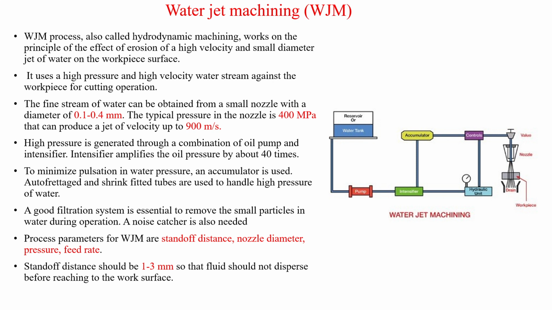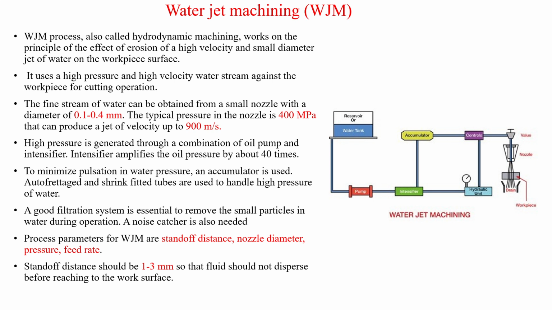Okay, high pressure is generated through a combination of an oil pump and an intensifier. In order to generate high pressure, the oil pump and intensifier are used, and the intensifier amplifies the oil pressure by 40 times. Because here you need a higher pressure than abrasive jet machining, since there is no abrasive used. Therefore you require a very high pressure. Because of that, an instrument called the intensifier is used, which intensifies the pressure by about 40 times, very high.